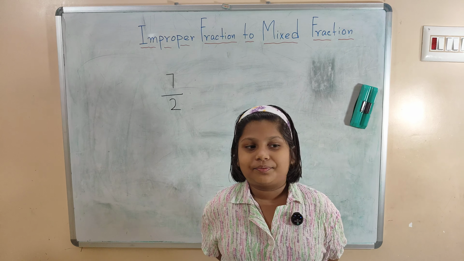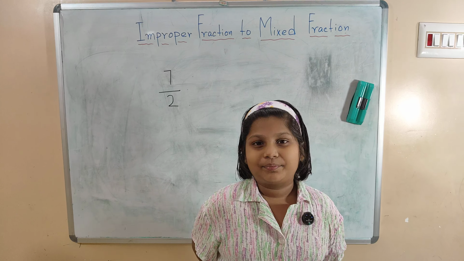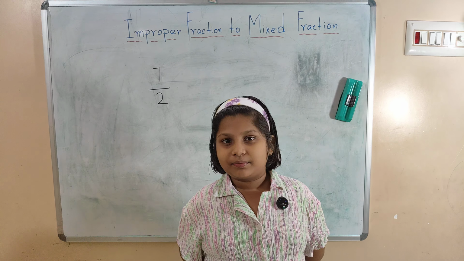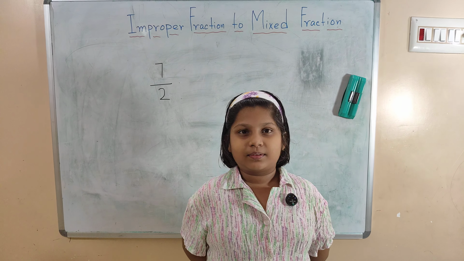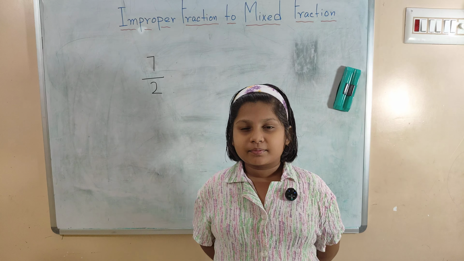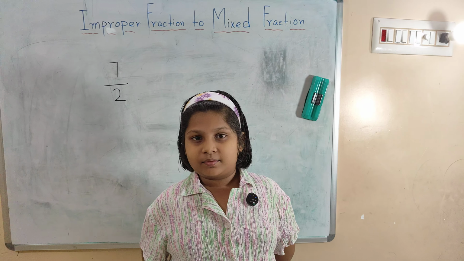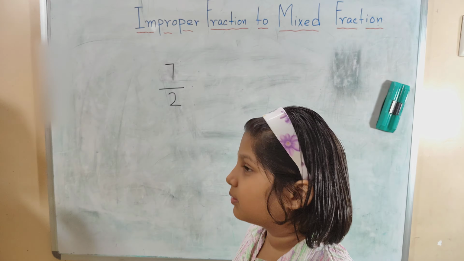Today we will learn how to convert an improper fraction to a mixed fraction. Before that, let me explain what an improper fraction is. An improper fraction is a fraction where the numerator is bigger than the denominator. See the board.